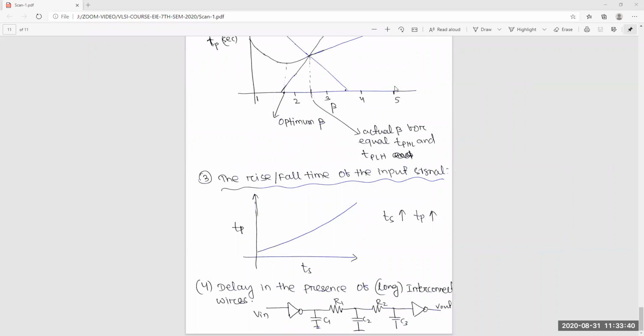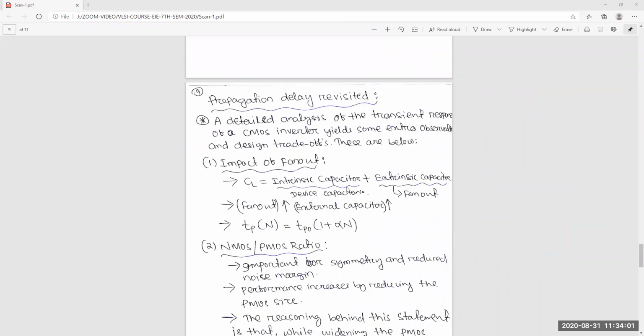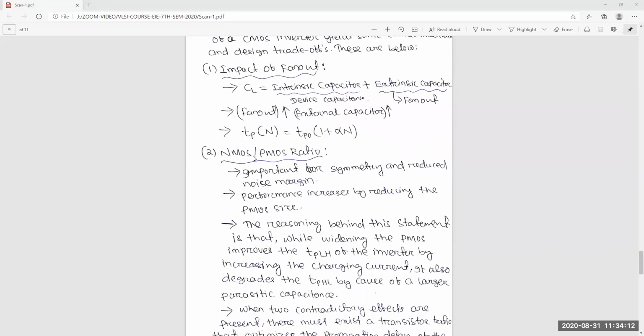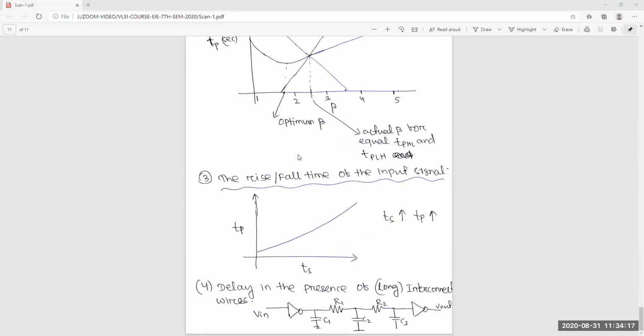Now also here another thing you can see: the rise and fall time of the input signal. Okay, again, two things we have discussed. One is the impact of fan out. That means propagation delay depends upon the fan out. Then how it depends upon the NMOS by PMOS ratio. And the third point is the rise and fall time of the input.